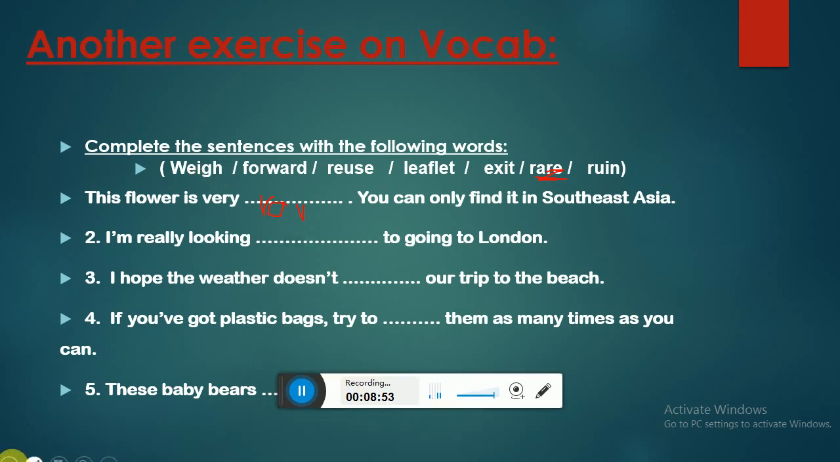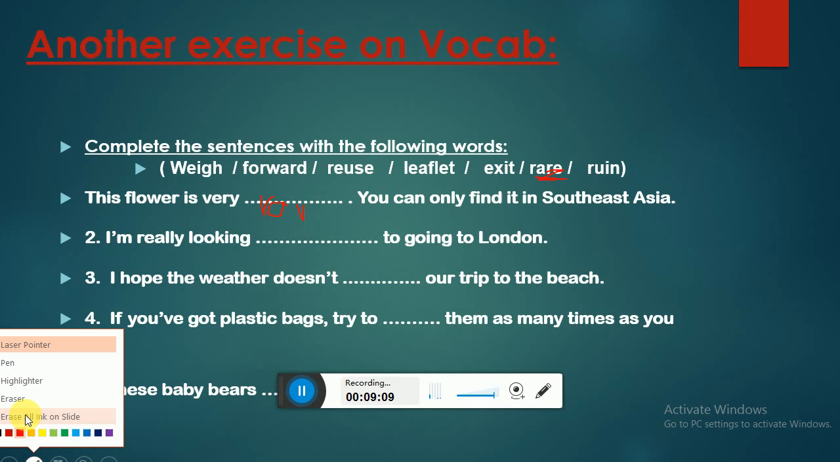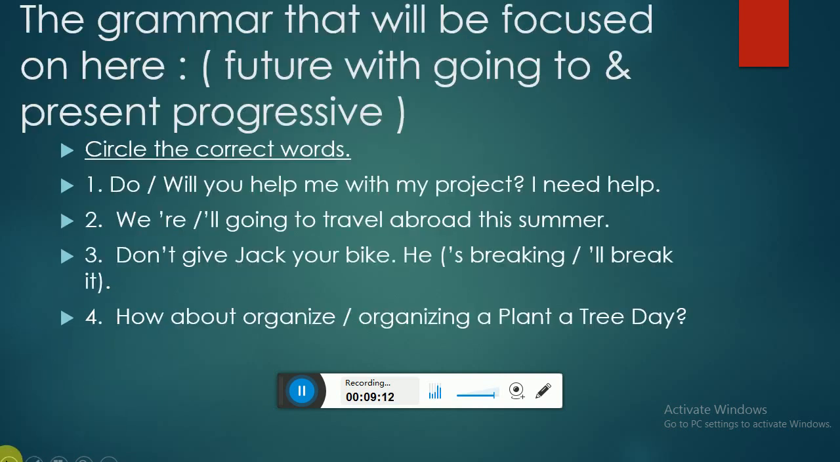After that, we are going to the next one, the grammar that will be focused on here: the future with going to, the present progressive, and then must and have to. For the future with going to, before going to we have to use the verb to be in am, is or are, and after to we have to use the infinitive of the verb. The present progressive is am, is, or are plus verb plus ing.